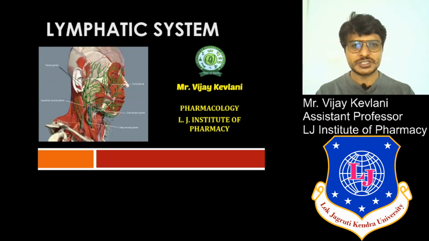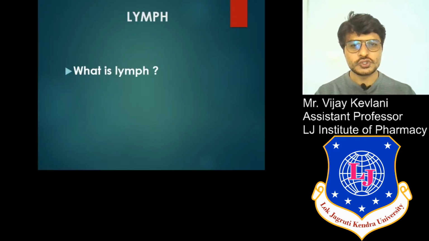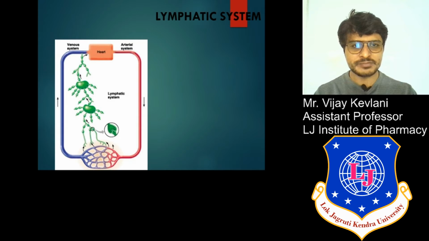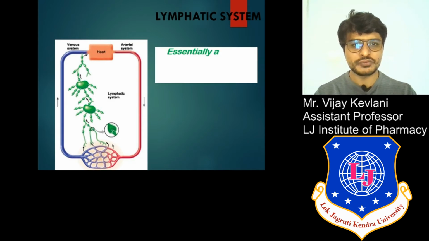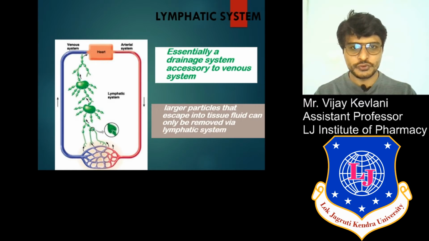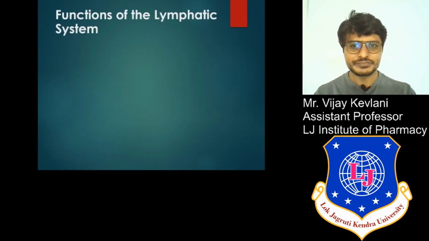In today's session, we are going to talk about the lymphatic system. So, what is lymph? It is a tissue fluid that enters the lymphatic vessel. The lymphatic system is made up of this. It is essentially a drainage system accessory to the venous system. Large particles that escape into the tissue fluid can only be removed via the lymphatic system.